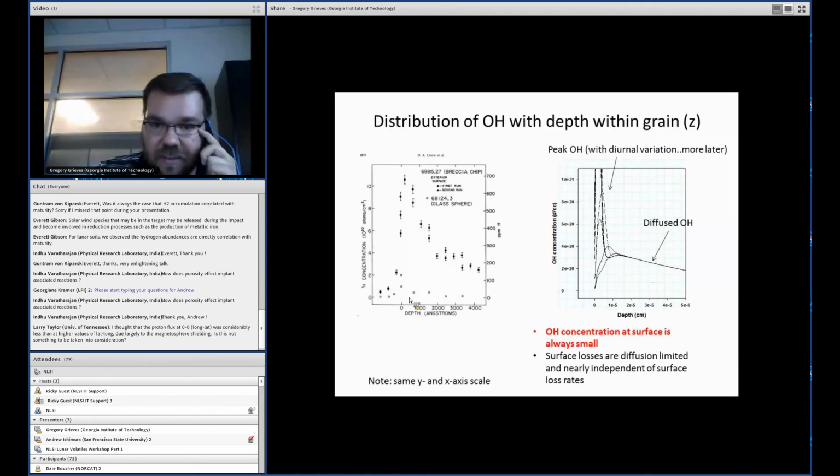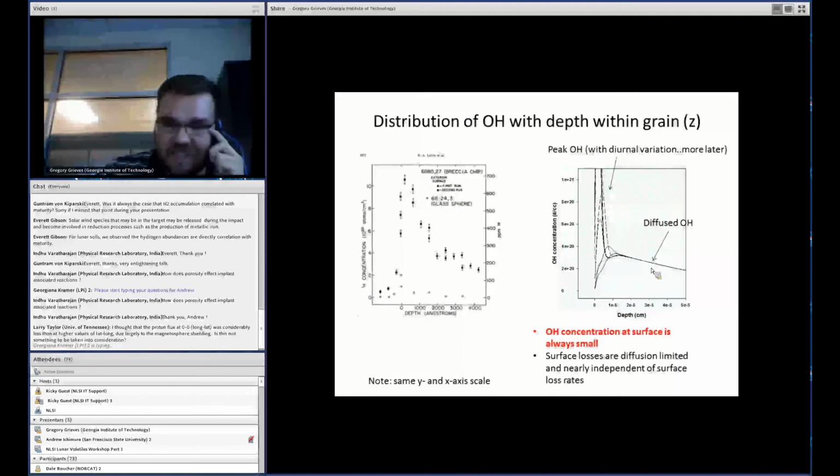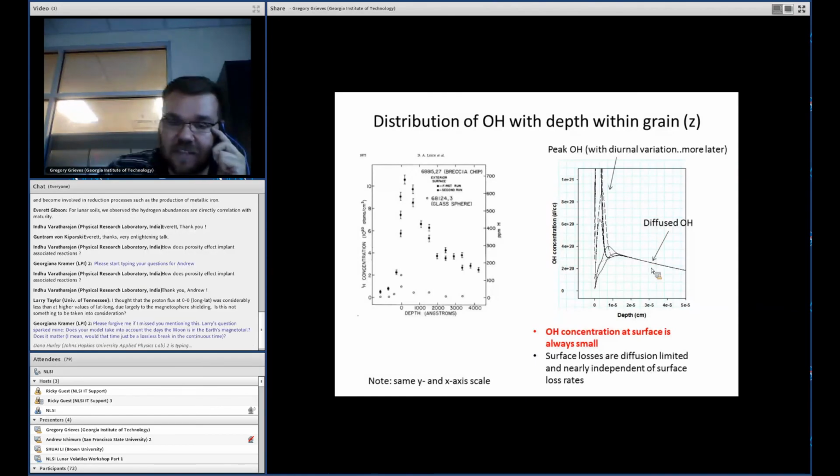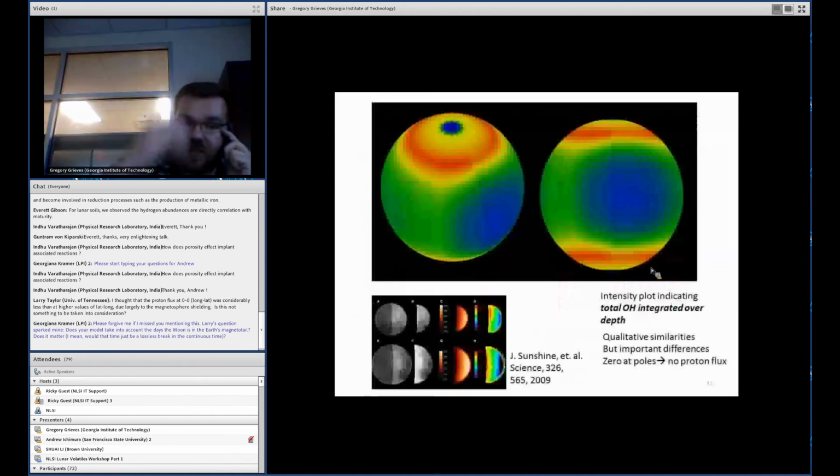90 seconds. Okay. So the salient features here are the diurnal variations showing up in the fluctuations at the height. But you can also see the diffused OH entering into the material where it's being protected from surface losses. And notice the OH concentration at the surface is always very small. This means that surface localized loss processes are always diffusion limited. So no matter how strong those loss sinks are, they will never be faster than the rate that OH can be brought to the surface to be subject to them. So there's a limit to how important surface recombinative desorption or surface photodesorption can be.